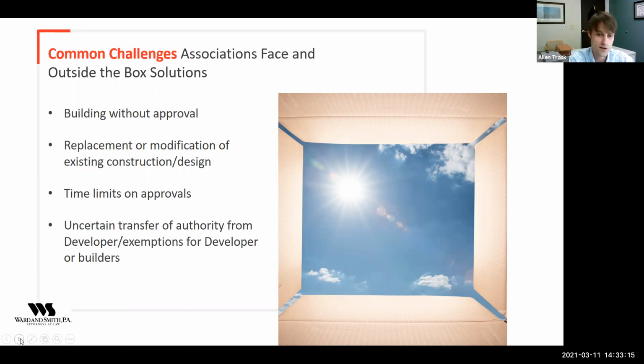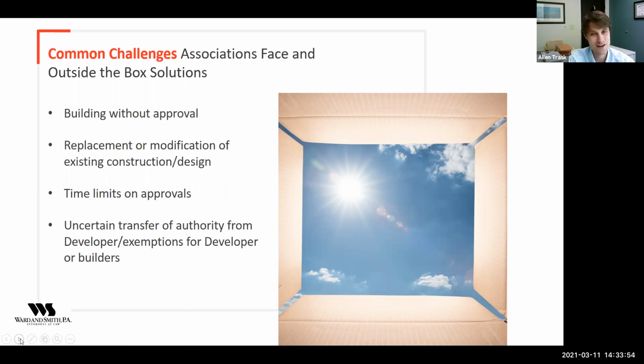When we're talking about uncertain transfer of authority from a developer, or an exemption for developers or builders, I do a lot of work with developers. So does Eric. We work on both sides of the house. Developers can create a lot of problems for community associations with how they handle architectural review. I mean, the whole nature of architectural review is not really for a community so much as it is for a developer to protect their investment, which is one reason they keep a hold of architectural control for a really long time, because they want the community to maintain a certain quality so that they get the return on their investment that they expect.